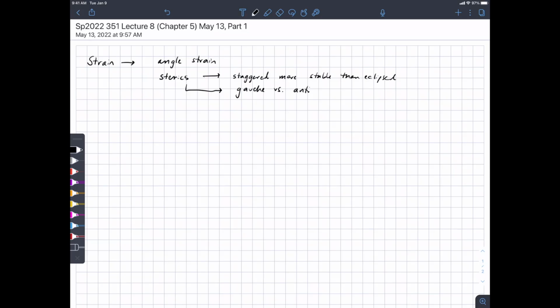All right, my friends, welcome back. We're going to spend the first little bit talking about cyclohexane conformations, and we'll move on to stereochemistry.